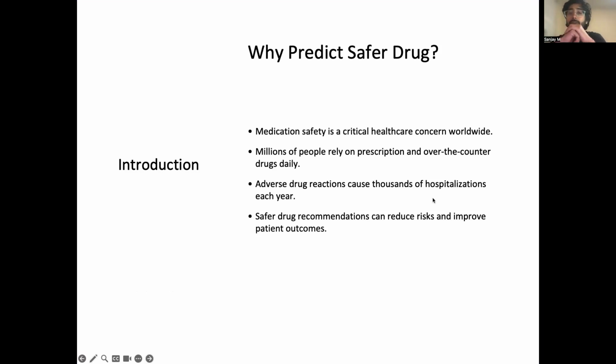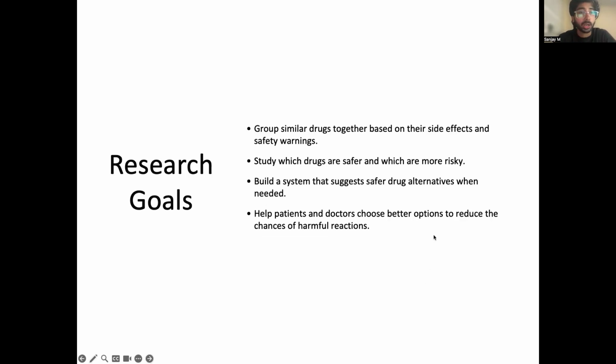So, as we all know, medication safety is a critical concern worldwide. So millions of people take prescriptions and over-the-counter drugs every day, and unfortunately, adverse drug reactions account for thousands of hospitalizations each year. So our goal is to use machine learning to recommend safer drug alternatives and ultimately improve patient outcomes. So why predict safer drugs? As I said, predicting safer drugs is important because it empowers both doctors and patients to make more informed choices. So we'll move on to the next slide, which is our research goals.